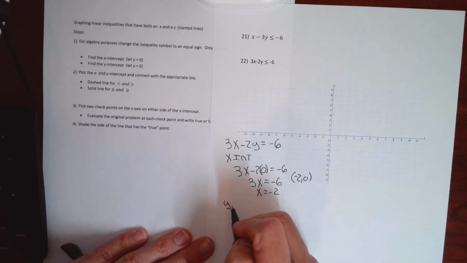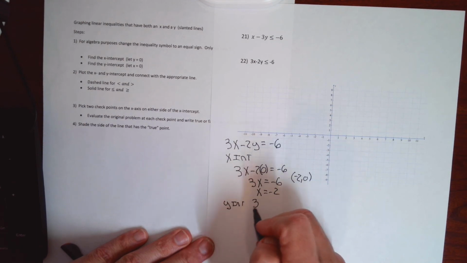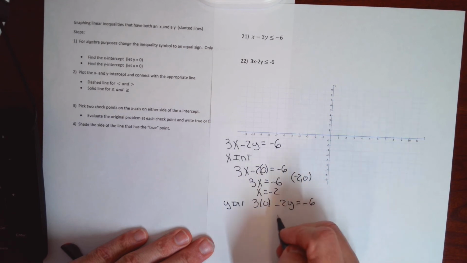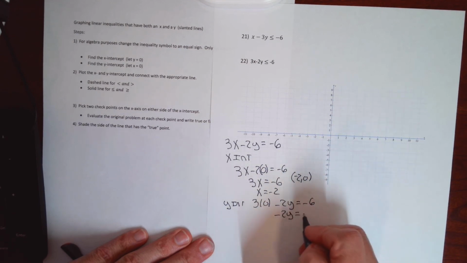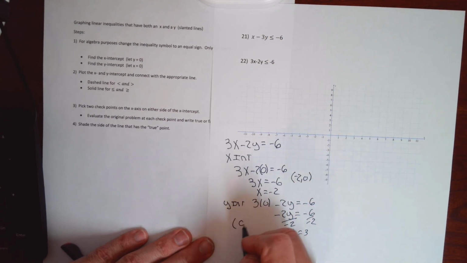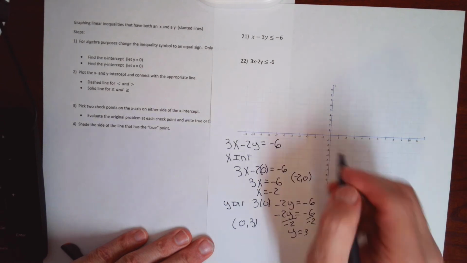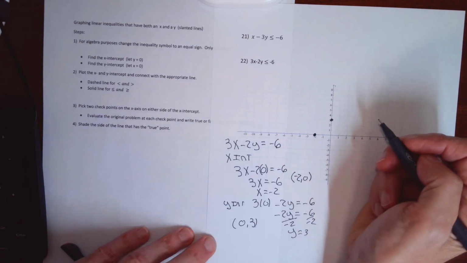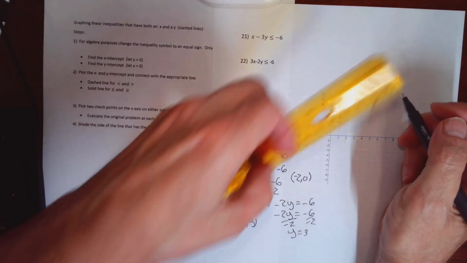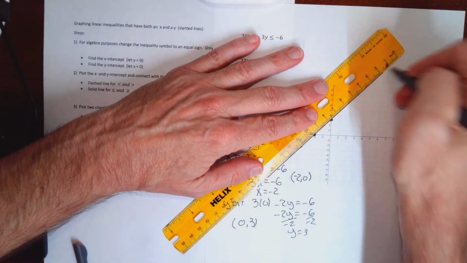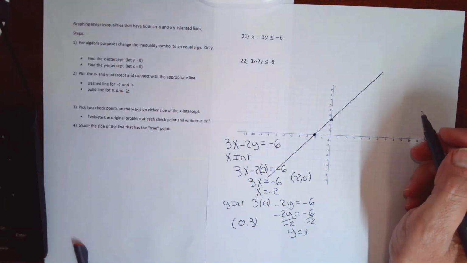For the y-intercept, I do 3 times 0 minus 2y equals negative 6. The 0 piece goes away. I get minus 2y equal to negative 6. Divide by negative 2, divide by negative 2, and get y equal to 3. The y-intercept is going to be the point 0,3. So I plot the point negative 2, 0 and the point 0,3, and I draw them with a solid line. I don't have to write the coordinates down. I just have to make the dots and get the right kind of line. I get a solid line because of the or equal to.